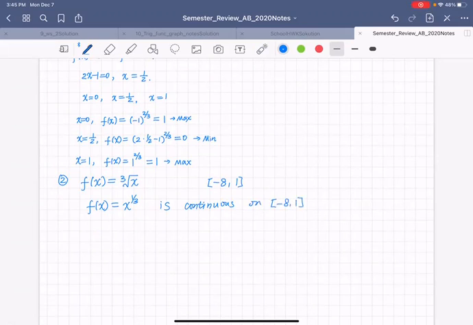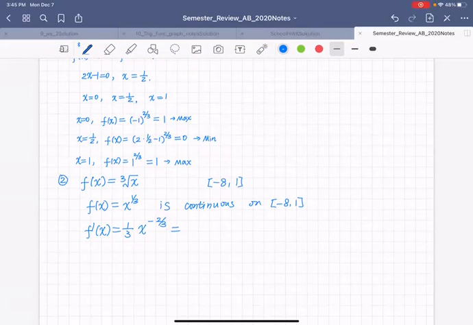Okay. What about differentiable? Then you do it. f prime of x. You see here? This is x to the power of negative 2 over 3, right? Yes. Is this differentiable? Not really, because the interval covers the point 0. So this is not really differentiable.